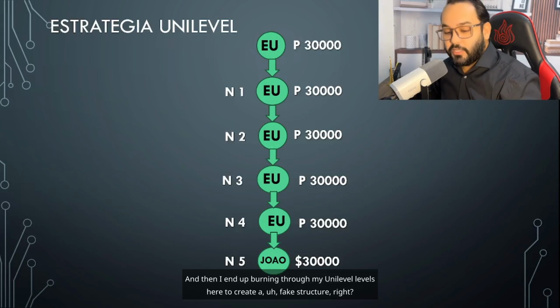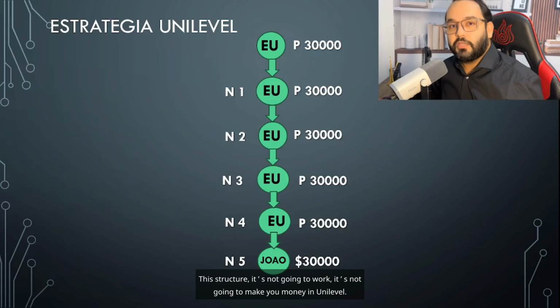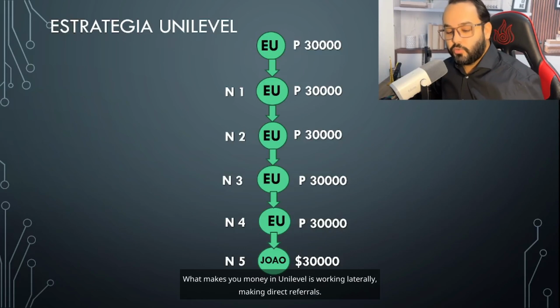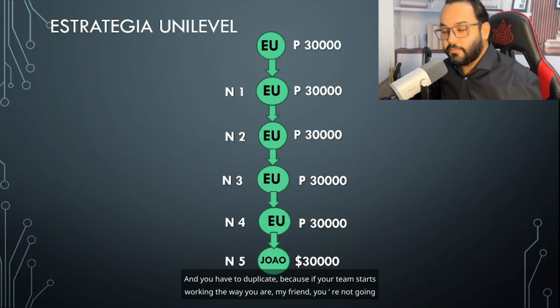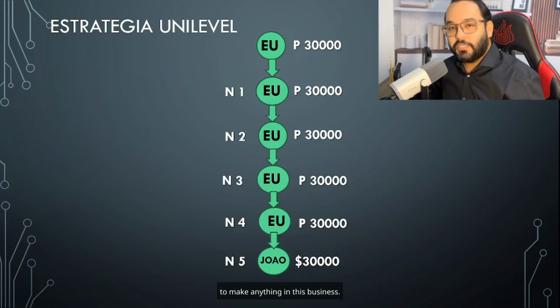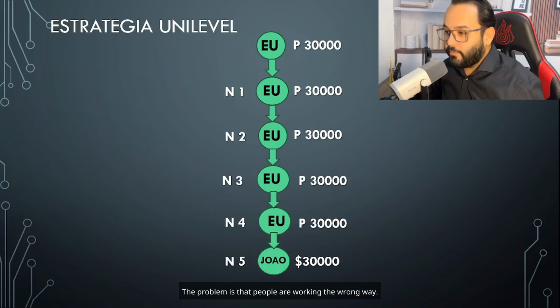And then I end up burning through my Unilevel levels here to create a fake structure, right? This structure, it's not going to work. It's not going to make you money in Unilevel. What makes you money in Unilevel is working laterally, making direct referrals. And you have to duplicate, because if your team starts working the way you are, my friend, you're not going to make anything in this business. And the company's Unilevel pays really well. The problem is that people are working the wrong way.